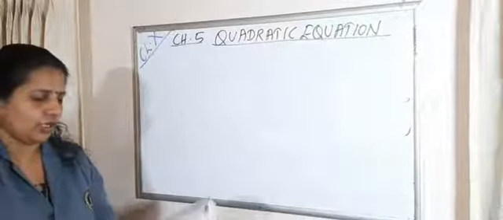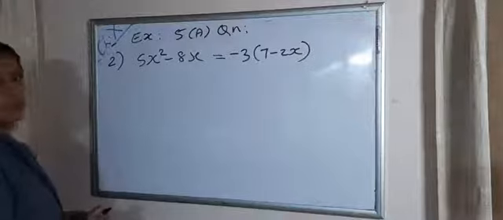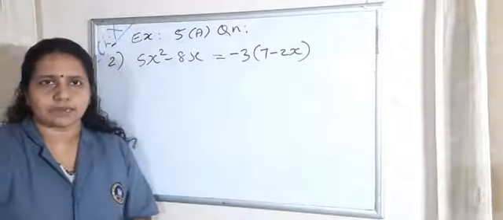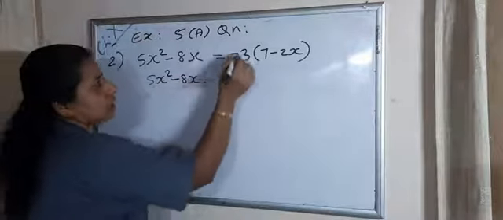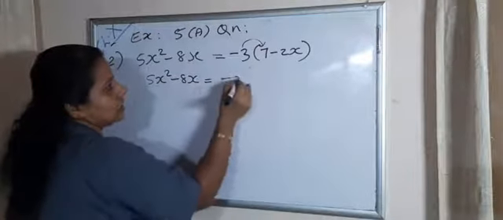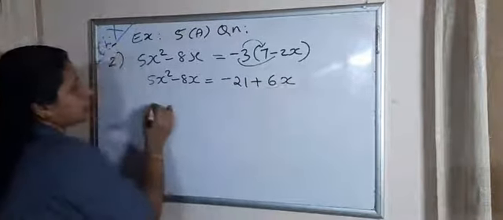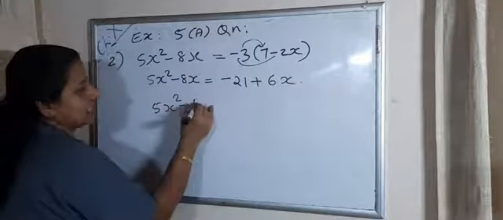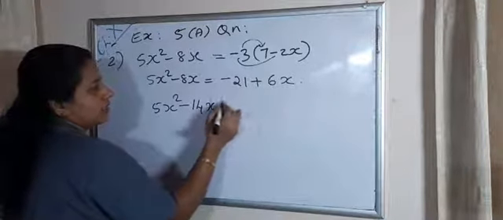Find which of the following equations are quadratic. 5a. Okay, so quadratic means we need the general form ax² + bx + c = 0. So 5x² − 8x = −3 × 7 = −21, negative of negative is positive 6x. So 5x² − 8x − 6x = −14x. Transpose this positive x, you will get negative 6x. Okay.